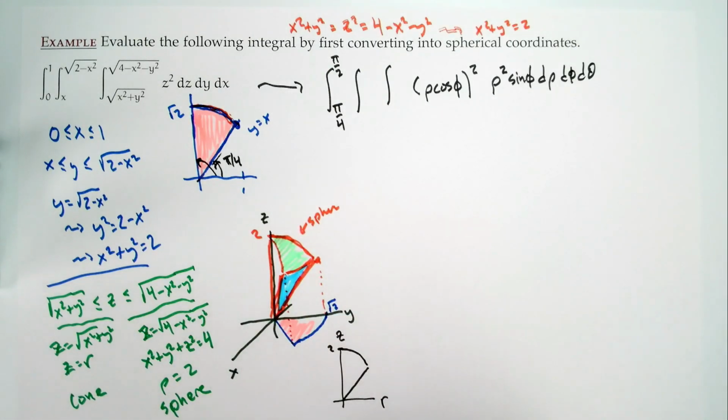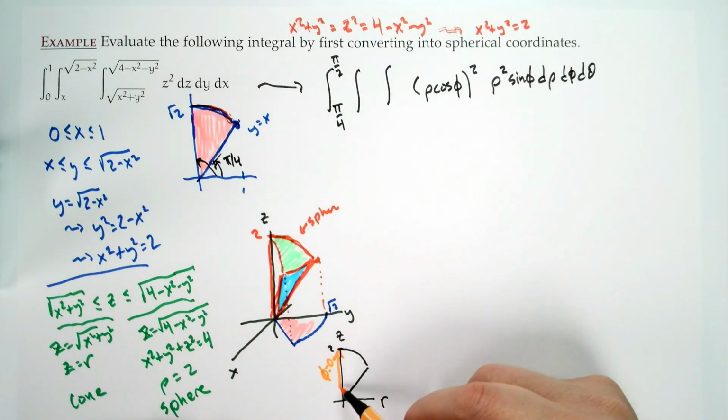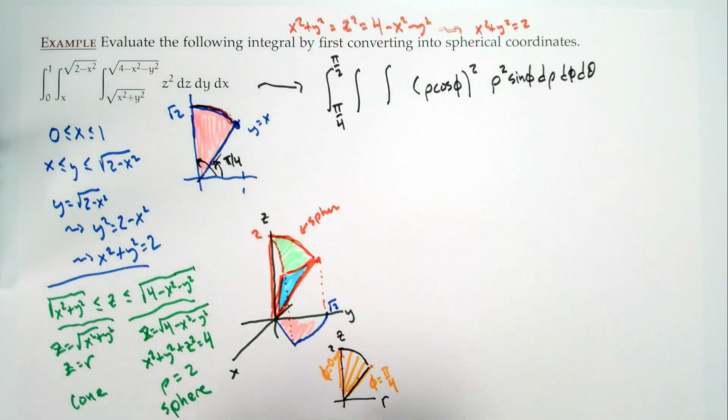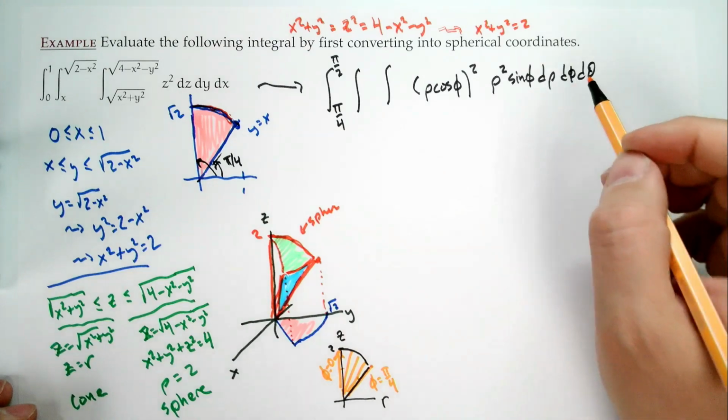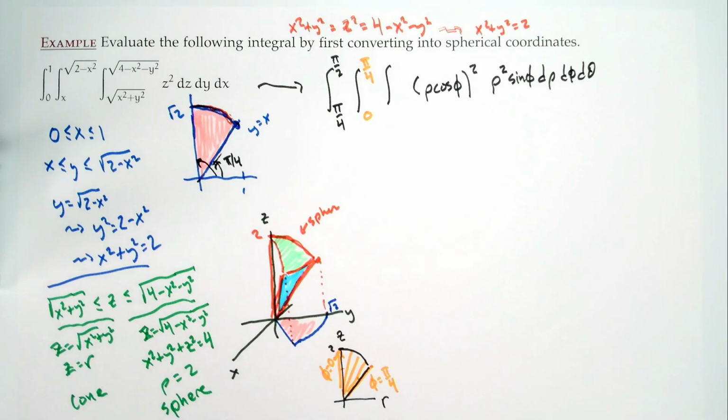All right, so let's say, where does phi go from? Well, in the diagram here, phi equals 0 is straight up. And we're going to keep going, we keep going, until right here. Now, how far off the positive z-axis did we go? The answer is we went pi fourths. That's the angle off the positive z-axis. So when I'm asking for phi, it's going to be 0 to pi fourths. All right, now we're almost done.